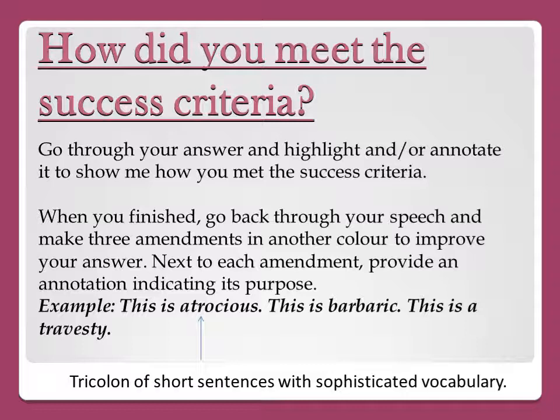So let's say you realise that you haven't used any tricolons and you're lacking variety of sentence length and sophisticated vocabulary. So you can meet all those 3 criteria with this tricolon. This is atrocious. This is barbaric. This is a travesty. So we've got a tricolon of short sentences emphasizing how terrible something is. We've got sophisticated vocabulary with atrocious. And then you've also got, imagine there's lots of long sentences, this would show short sentences. So that would be an example. So you would write that tricolon in a different color and you would put the annotation I have on the slide. So please could you now pause the video.